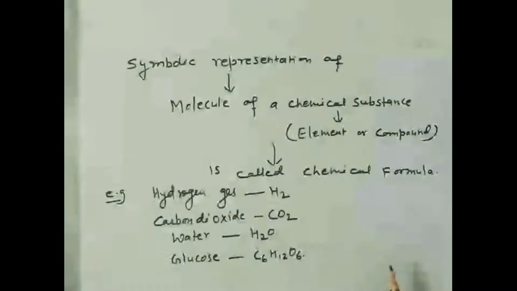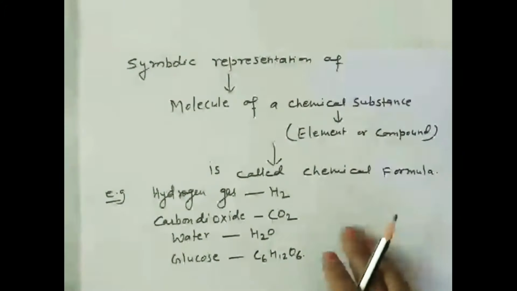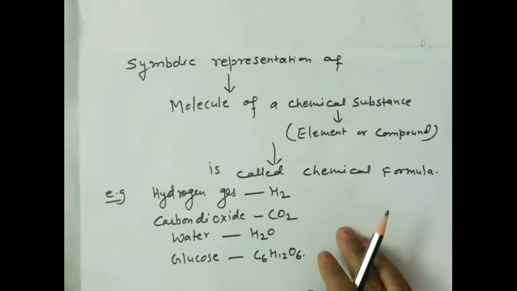Our today's topic is symbolic representation of chemical formula. As elements are represented by symbols, chemical substances are represented by chemical formulas. In the last video, we learned how to write the symbol for an element. In this video, I am going to explain how to write the formula for a chemical compound.